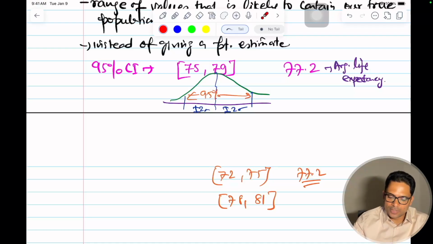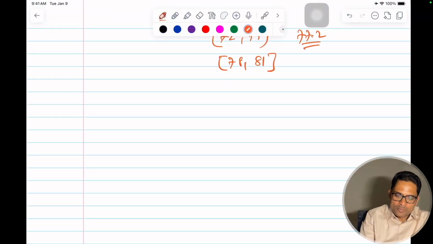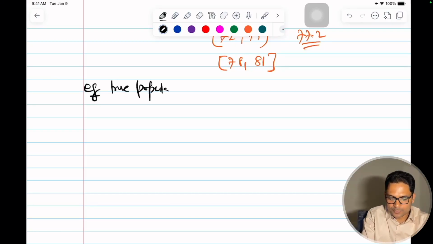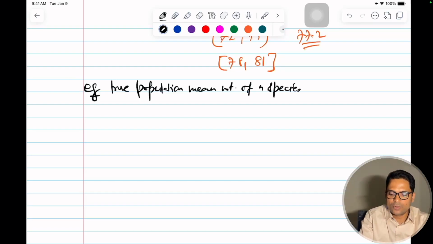Let me give you an example. Let's say we are measuring the weight of some certain species of dog. So I'm trying to measure the true population mean weight of a species of dog, and say that is 30 kg. We know this.